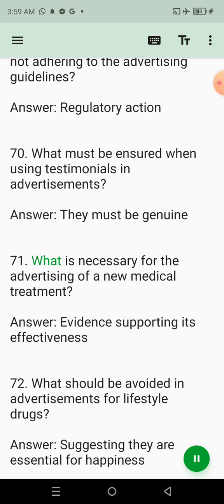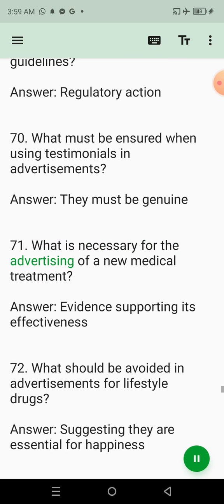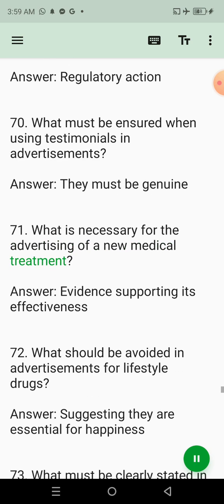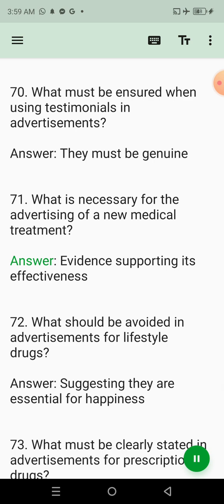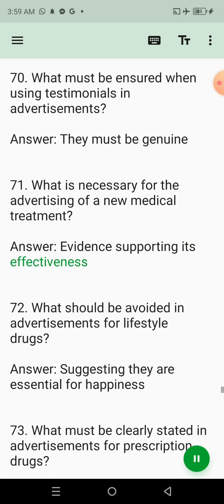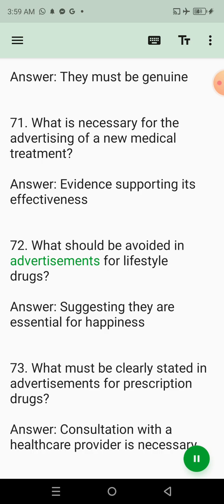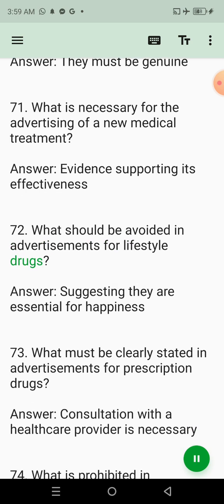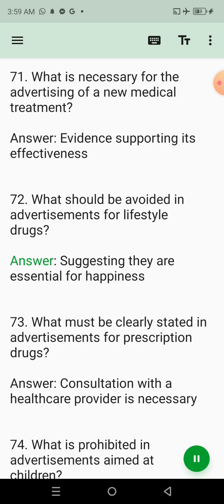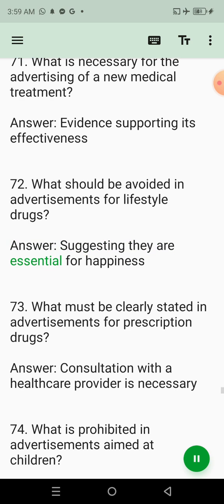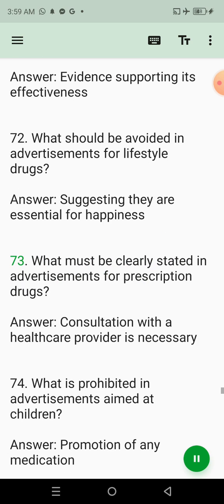71. What is necessary for the advertising of a new medical treatment? Answer. Evidence supporting its effectiveness. 72. What should be avoided in advertisements for lifestyle drugs? Answer. Suggesting they are essential for happiness.